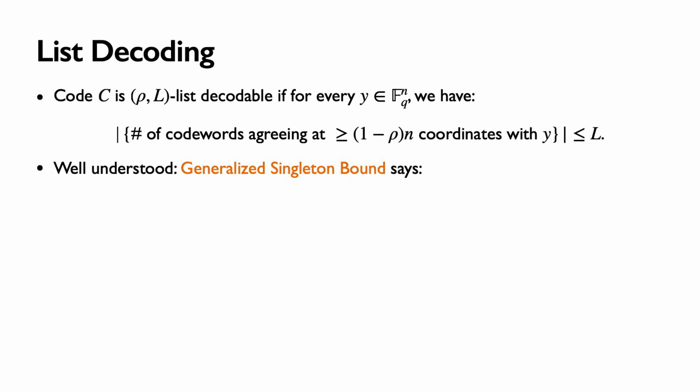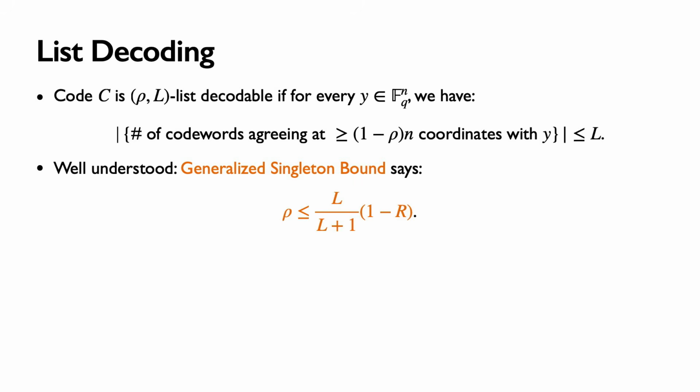This is generally well understood for the large alphabet regime. So what's the large alphabet regime? It is simply one where I fix a rho and a capital L, and then ask what's the best rate that a code can achieve for that rho and capital L. And I don't care about the alphabet size. The alphabet size can be as large as you want. Given that I want the code to be (rho, L) list decodable with the best rate, that's what I mean by the large alphabet regime.